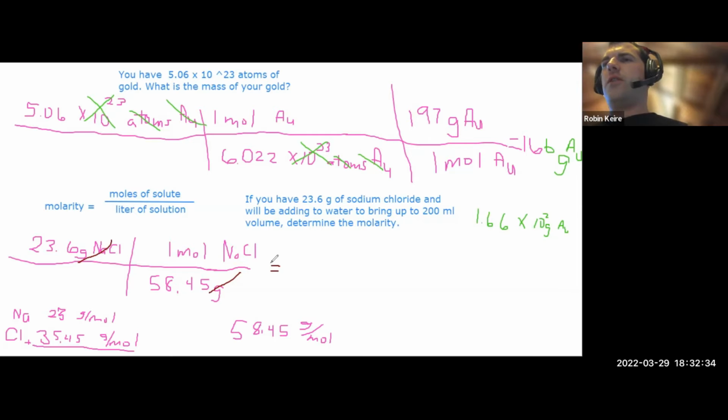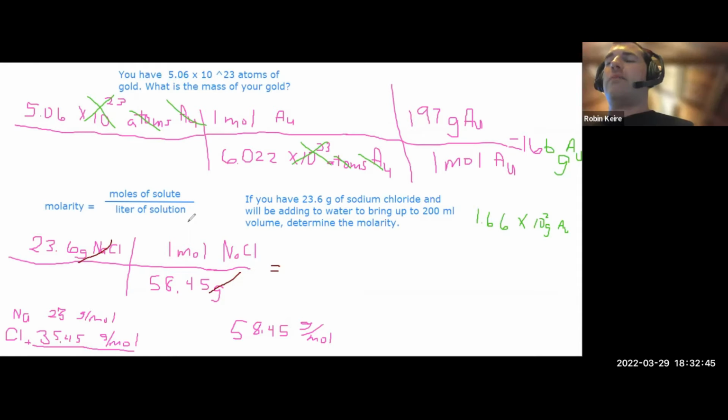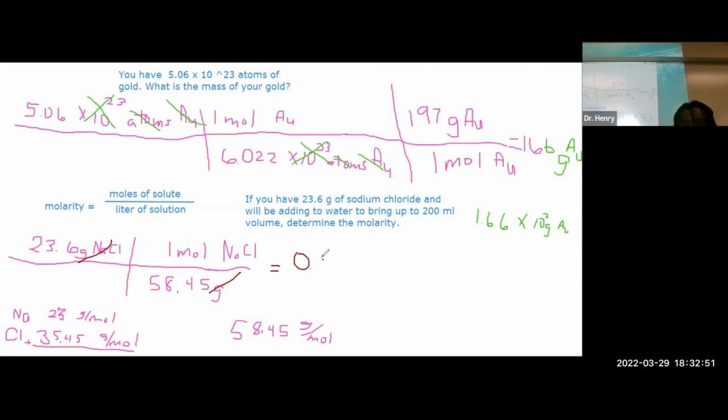Don't you need your 200 milliliters and then convert that to liters? We do, but we should probably get the moles first, because it'd be easier to just plug it into the equation. You got 0.404. We're doing 3 sig figs, right? And that's moles.